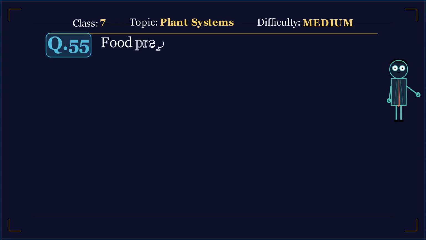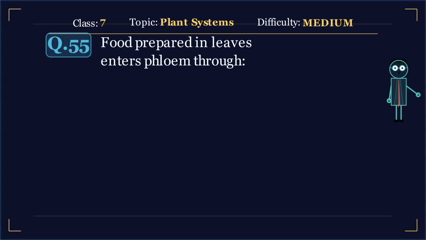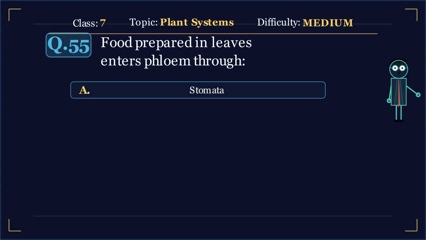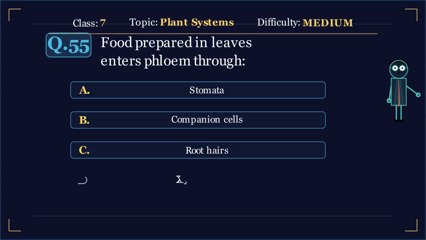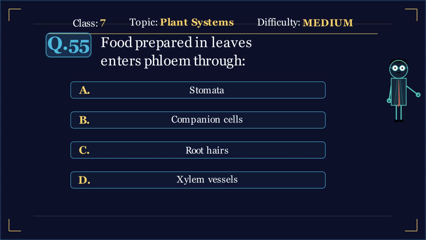Question 55. Food prepared in leaves enters phloem through. Option A, stomata. Option B, companion cells. Option C, root hairs. Option D, xylem vessels. The correct answer is option B.